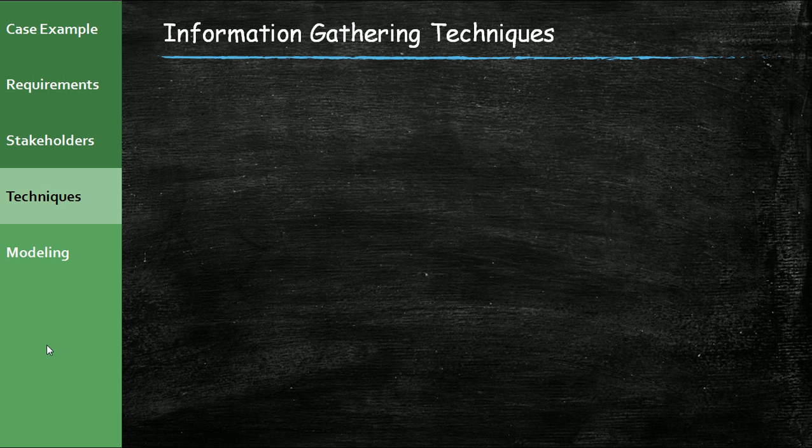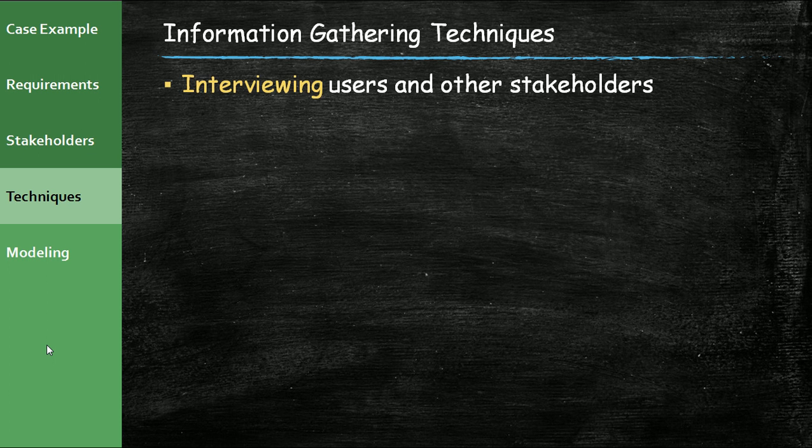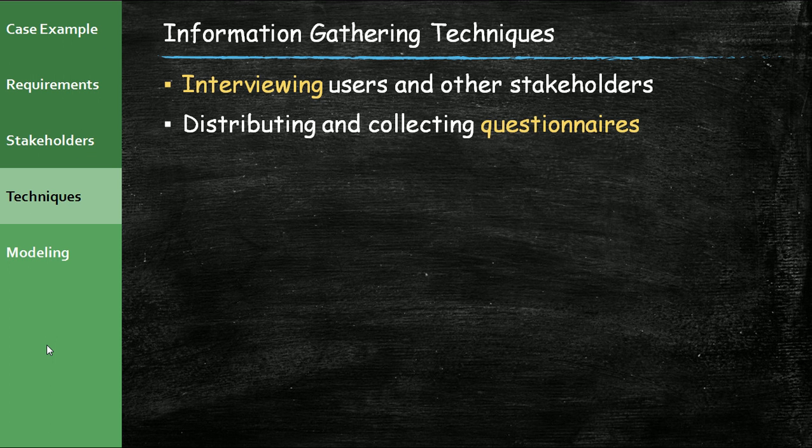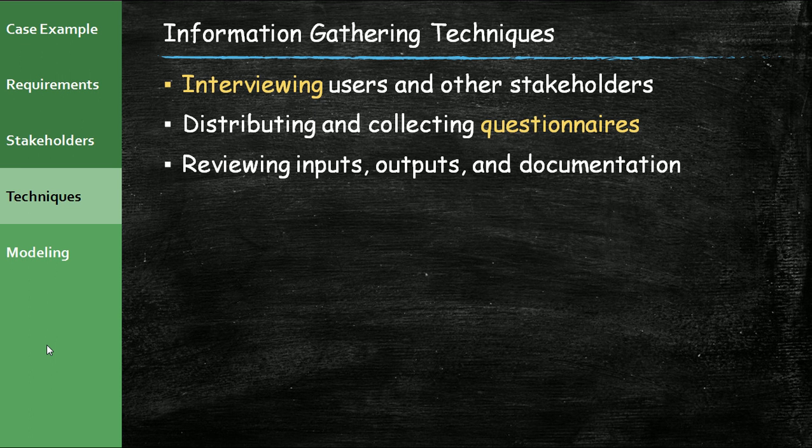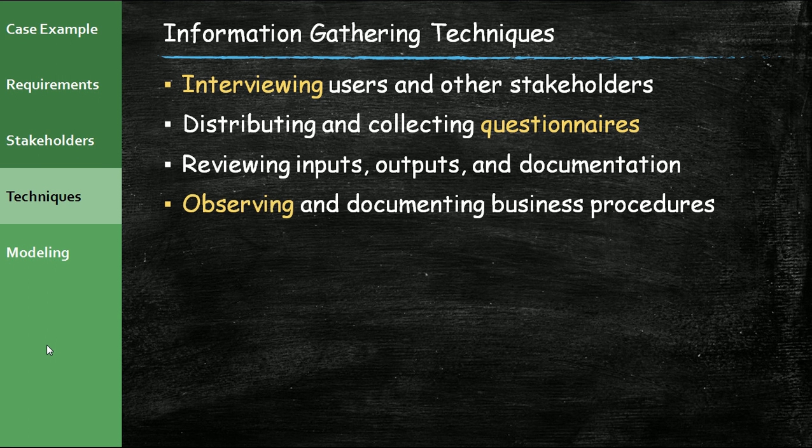All right, so once we know who our stakeholders are, we talked about some different ways of gathering requirements. Let's talk about some specific techniques. So some specific ways that we can gather those requirements. The first one is interviewing users and stakeholders. We can also distribute and collect questionnaires. We can look at the artifacts, which are inputs, outputs, and documentation. So forms, reports, and documentation. I'll talk more about that later.